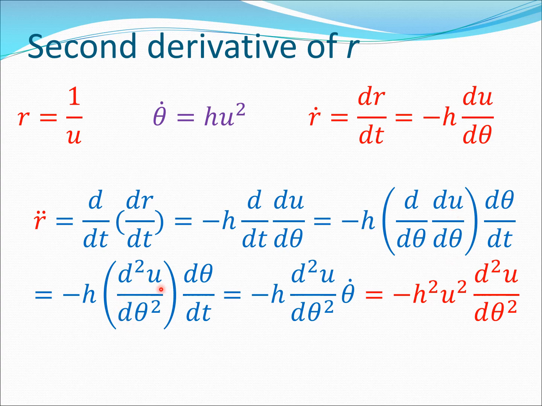So this becomes d2u by d theta 2, and it further simplifies because I immediately know that d theta by dt is theta dot. So I get this equation here, and finally I substitute theta dot is h u square, and therefore I get minus h square u square d2u by d theta 2. So essentially now I have represented r as 1 by u, r dot as minus h du by d theta, and r double dot as minus h square u square d2u by d theta 2.